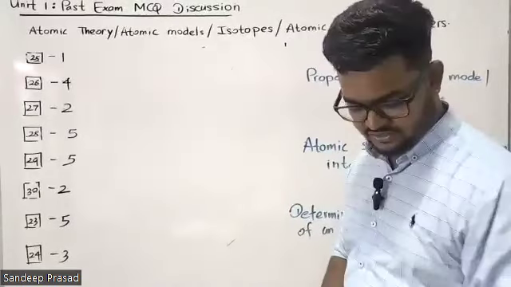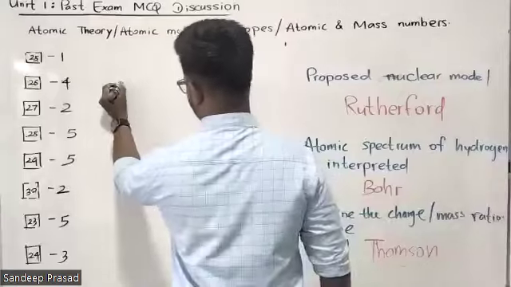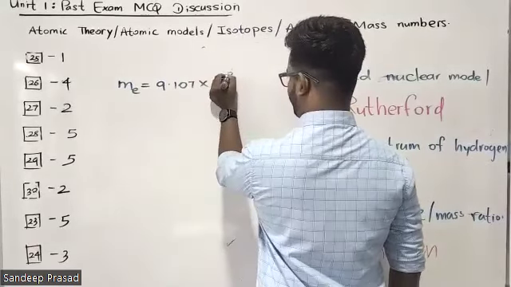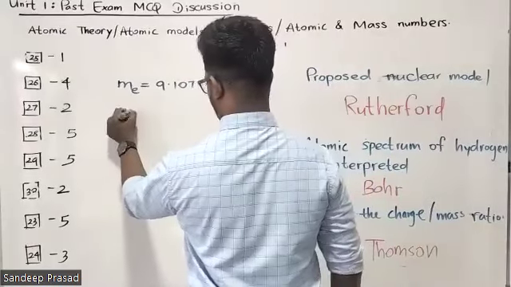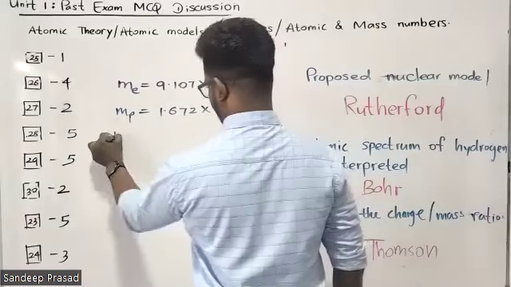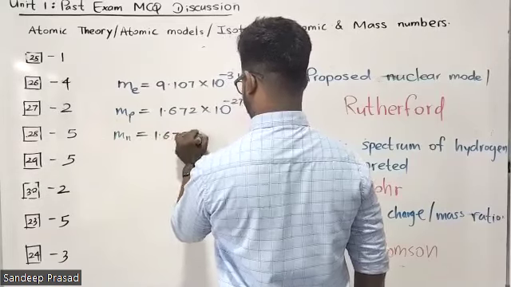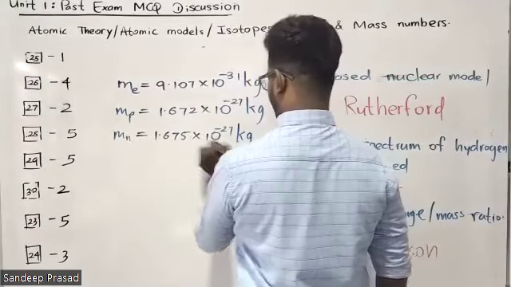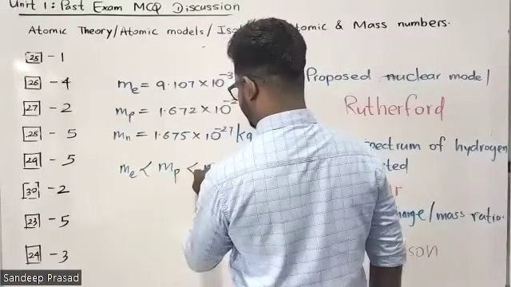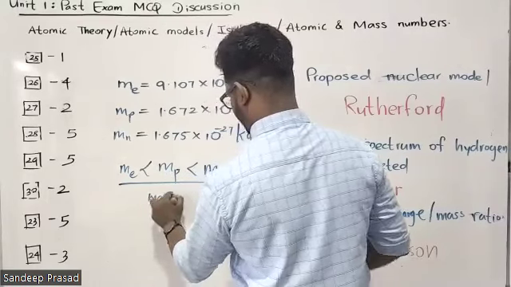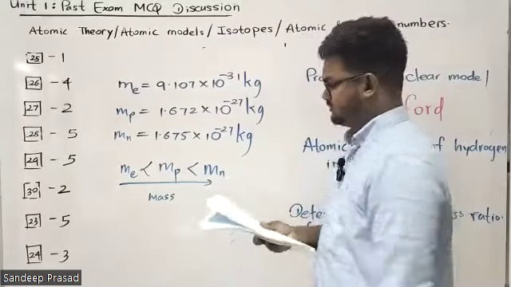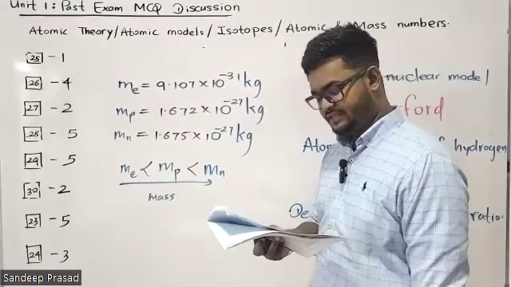When you compare the mass of these three particles, we can say that mass of electron is 9.107 × 10^-31 kilogram. Mass of a proton is 1.672 × 10^-27 kilograms. And the mass of a neutron is 1.675 × 10^-27 kilograms. So when you compare the masses, actually the least mass belongs to electron, then proton, the greatest mass belongs to neutron. So therefore we can tell that here a proton is heavier than neutron. Wrong.